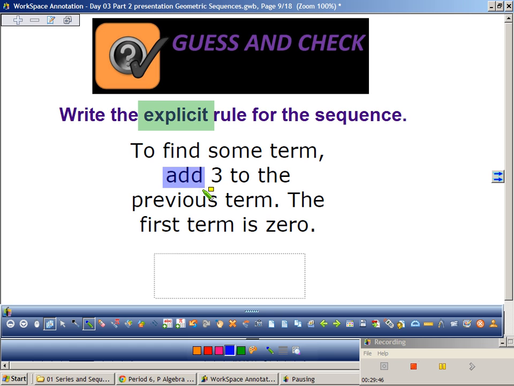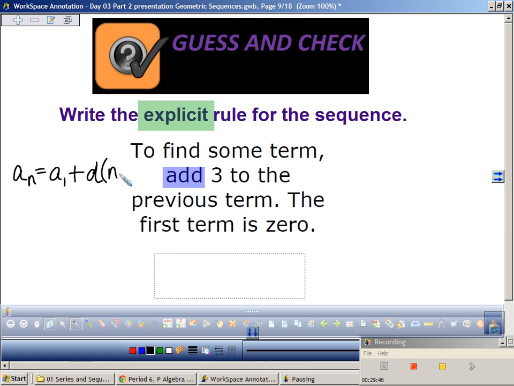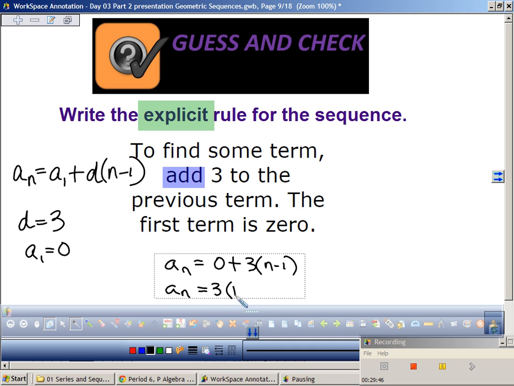I'm adding. So if I'm adding and it's explicit, to find some term, I take the first term, I have my common difference, and the amount of times minus the first one. Okay, to find some term, add 3. So I know I'm adding 3 each time, and the first term is 0. So I'm just going to substitute those back in. A sub n equals, my first term is 0, d is 3, to the n minus 1, or you could have written it just simply 3 times n minus 1.